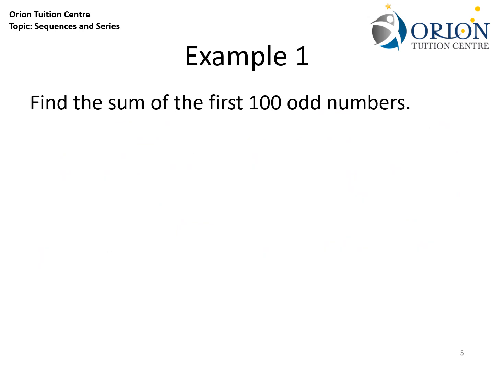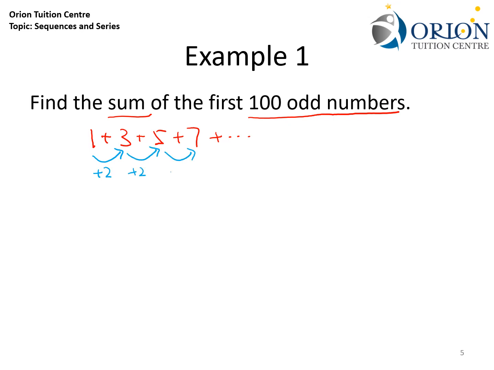In example 1, we are now required to find the sum of the first 100 odd numbers. So we can see that it is going to be an AP because we have 1 plus 3 plus 5 plus 7 and so on. And in between every term, there is a constant difference of 2. And the first term over here is 1. Therefore, we know that for this AP, a equals 1, d equals 2, and the number of terms to be summed will be 100.